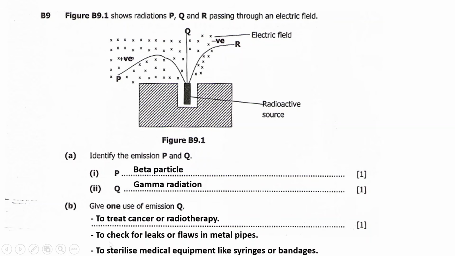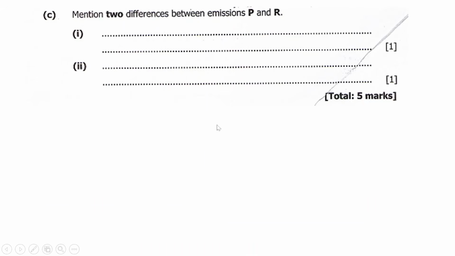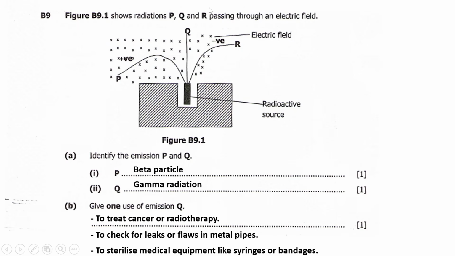So gamma radiation is used to sterilize medical equipment like syringes and bandages, okay, so that they have no bacteria at all. All right, let's proceed to the next question. The next question, which is C, says mention two differences between emissions P and Q. So we need to mention two differences between emission P and R.